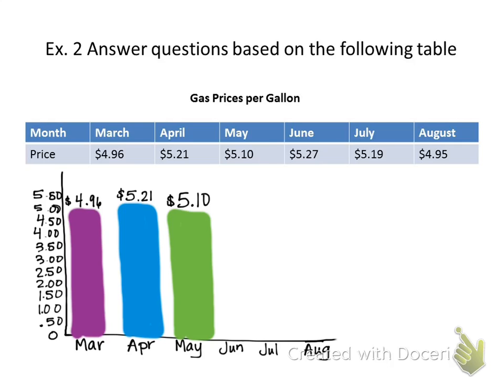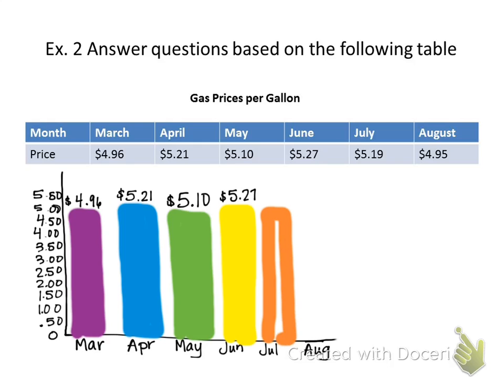June was our really expensive month, $5.27. July was $5.19. And then August was $4.95. So that's our smallest amount.